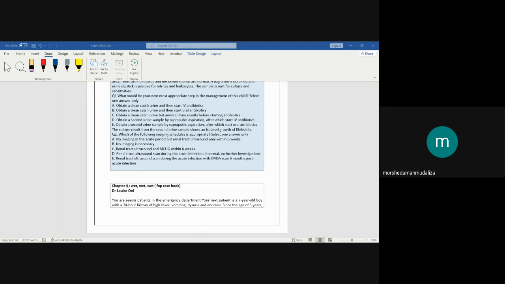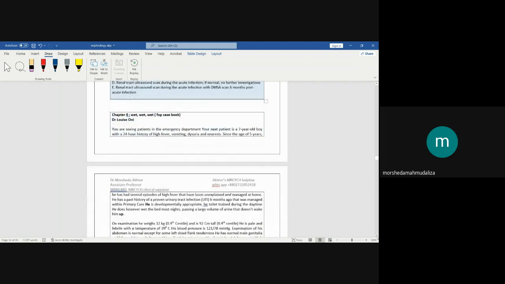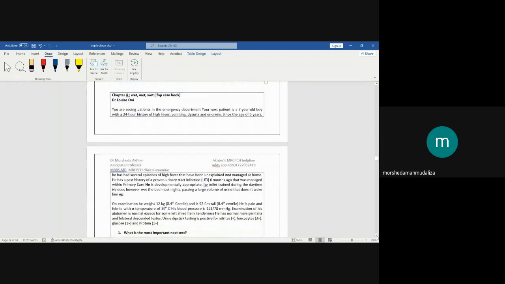So you see that these things are very, very important, the whole topic that I just covered. Now, this is a scenario of a 7 years old boy with high fever, vomiting, dysuria, and enuresis since the age of 5 years.